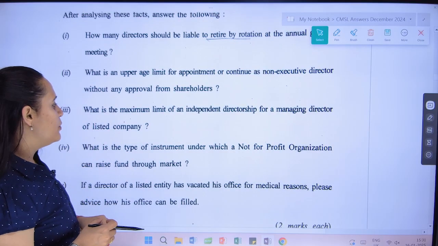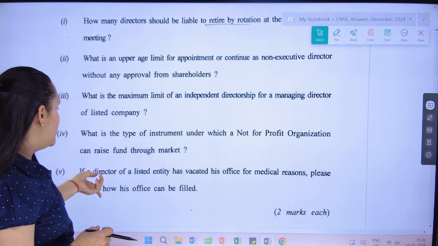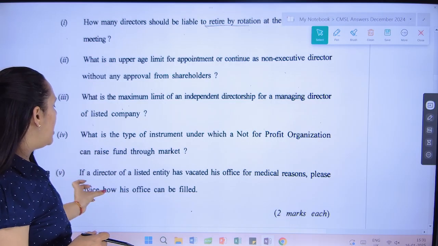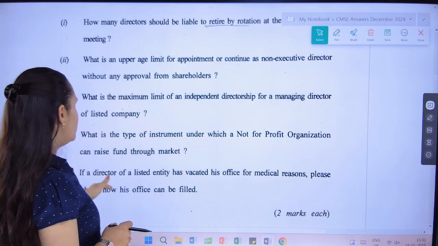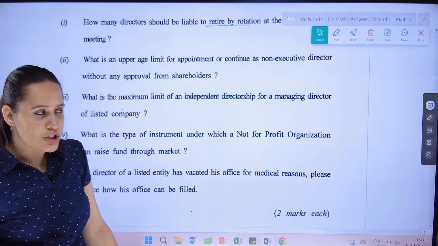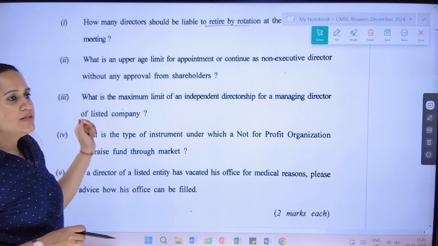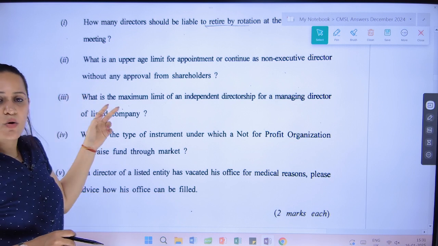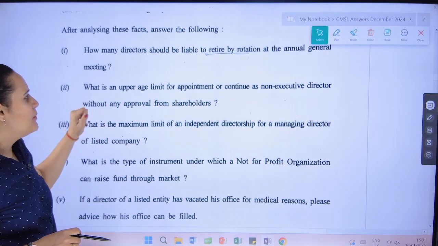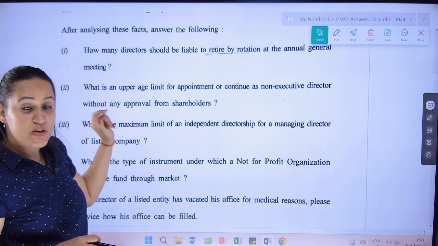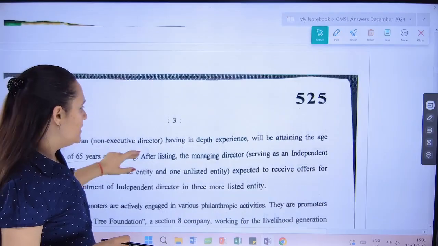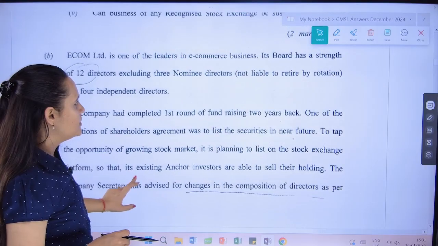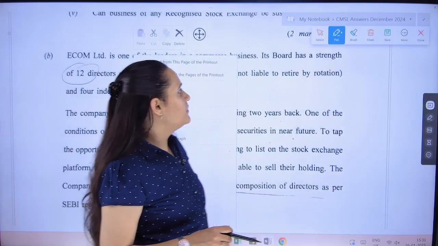What is the type of instrument under which a non-profit organization can raise funds? And if a director of a listed entity has vacated his office for medical reasons, advise how his vacancy should be filled. Each one of these 5 questions again carries 2 marks. So yes, for questions 2, 3, 4 and 5 you can answer even without reading the case as such, but for question number 1 maybe they have given the board composition, for which we have to read through the question in detail. So let's quickly read through the question and identify what the facts of the given situation are. First one.